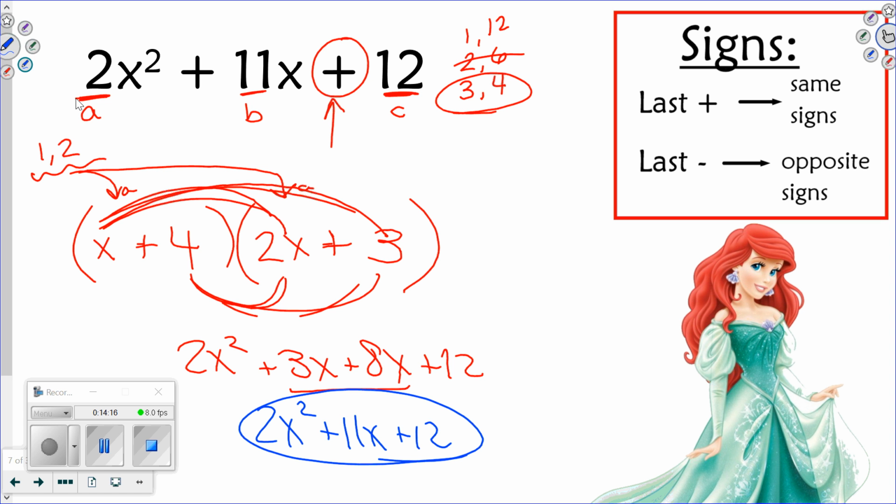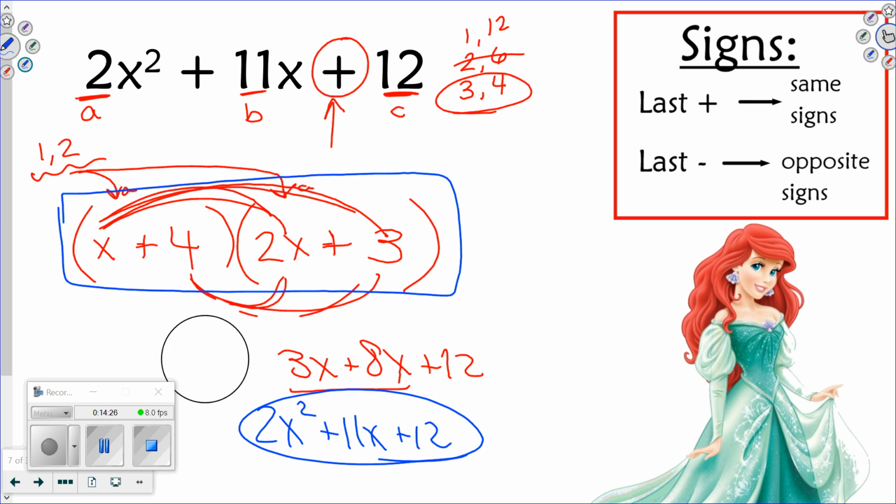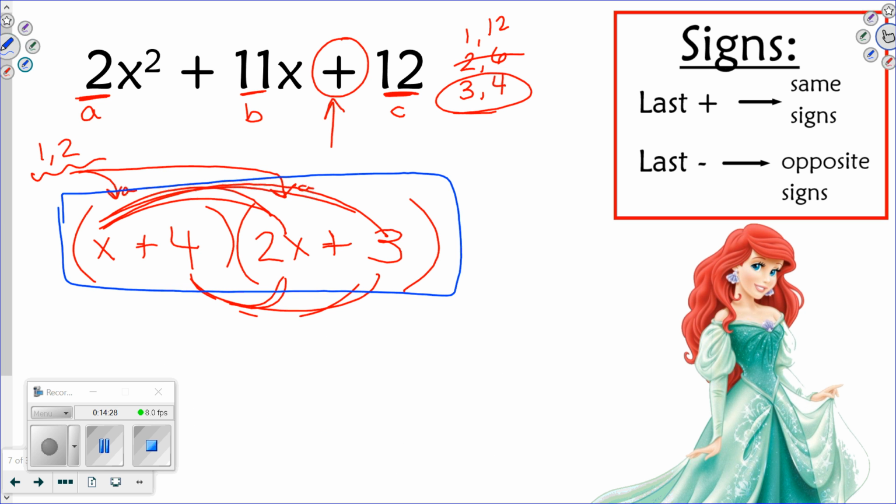It's not your answer. Your answer is here. The question asked you to factor it. The factored form is x plus 4 and 2x plus 3. Now, one more question for you. Is that still okay?